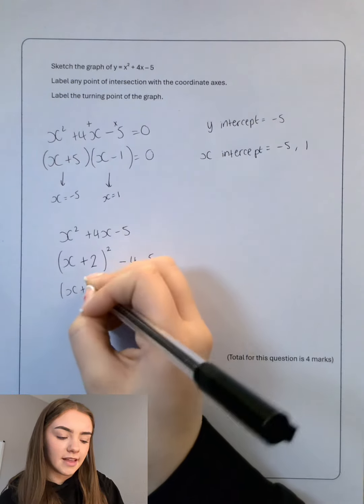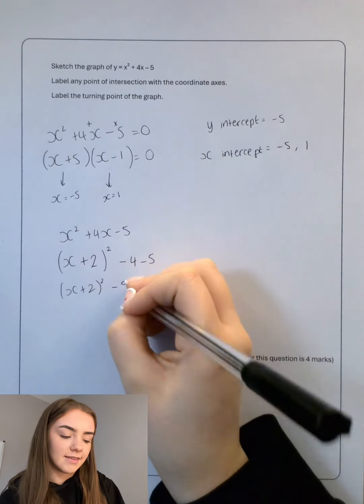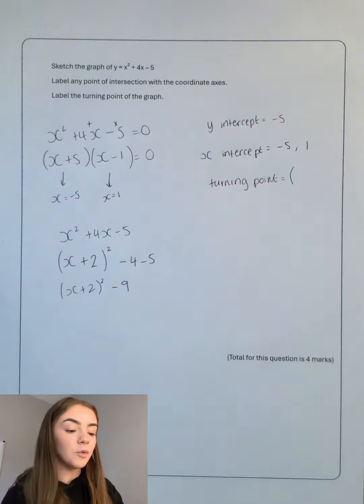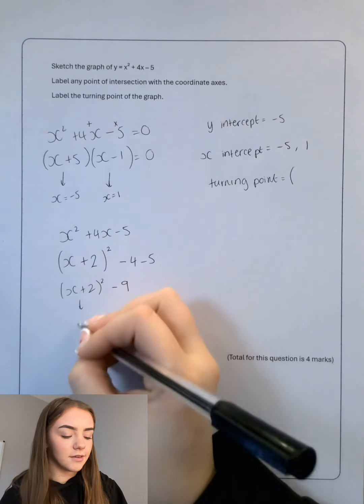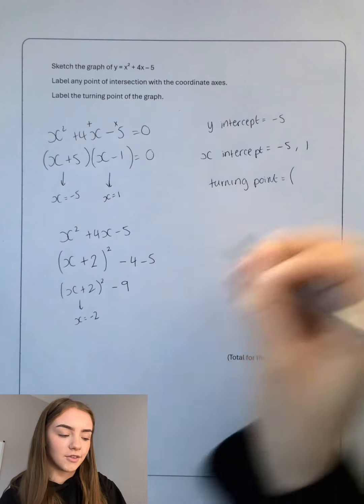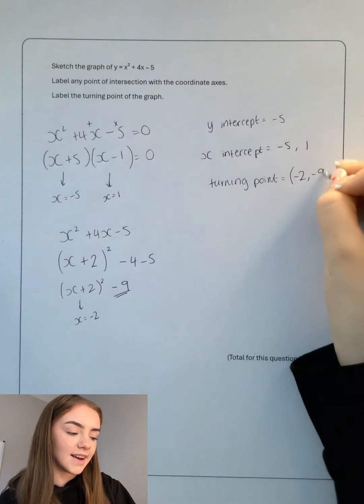Collecting our like terms together, we have x plus 2 squared minus 4 minus 5, which will be minus 9. Which means the turning point will be, to find the x-coordinate of the turning point, setting this bracket equal to 0, x must be equal to minus 2. Then the number on the outside is the y-coordinate for the turning point, which is minus 9.